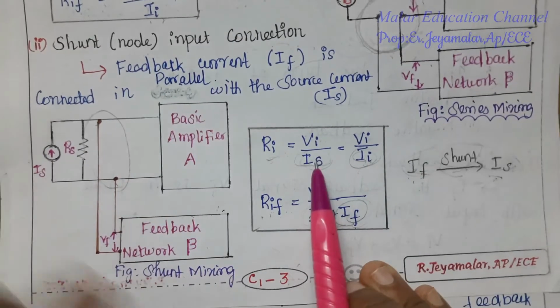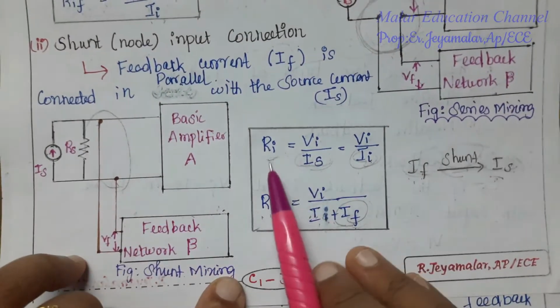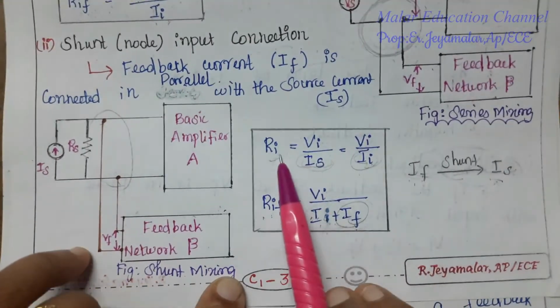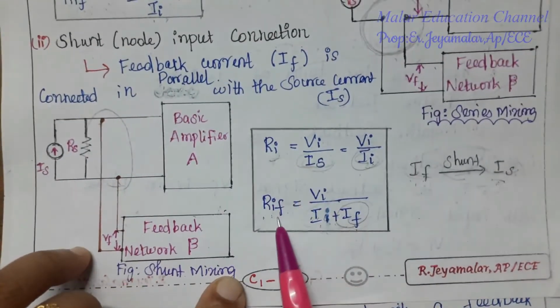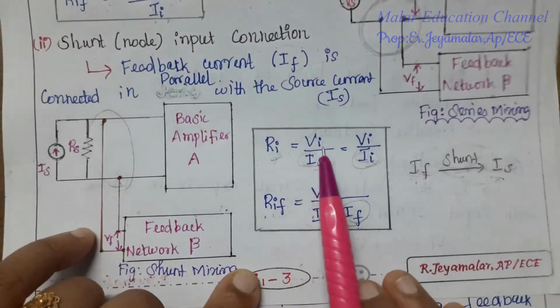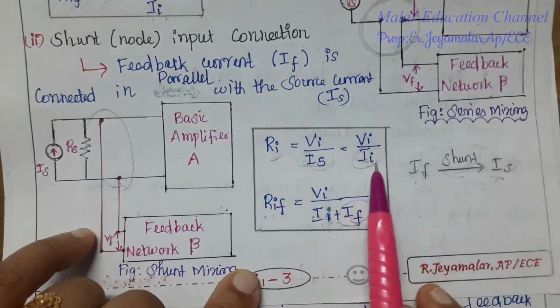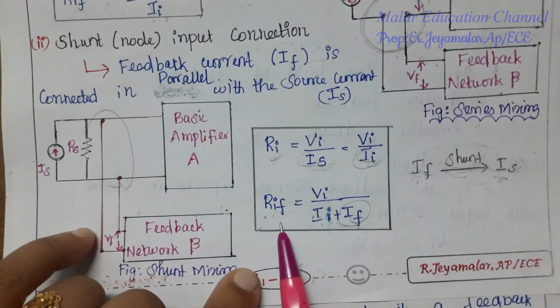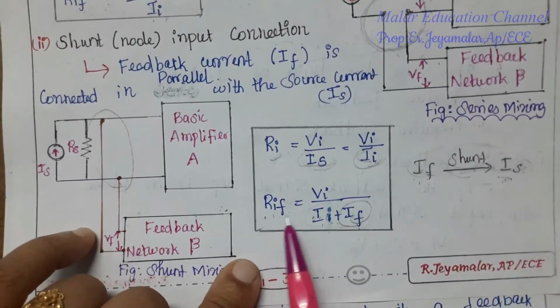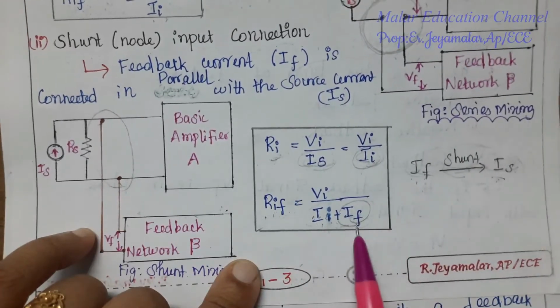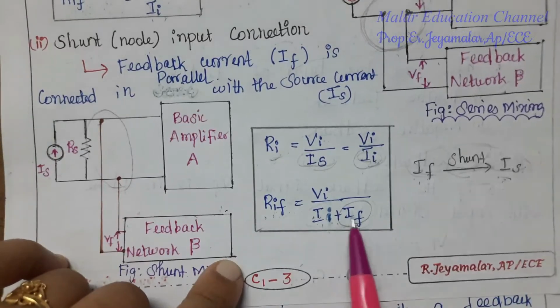Here also, calculate the input resistance with feedback and without feedback. Without feedback, Ri equals input voltage divided by source current, otherwise Vi divided by Ii. Both are the same. If the feedback network is connected, input resistance Rif equals Vi divided by Ii, where Ii is replaced by Ii plus If, that is the feedback current.